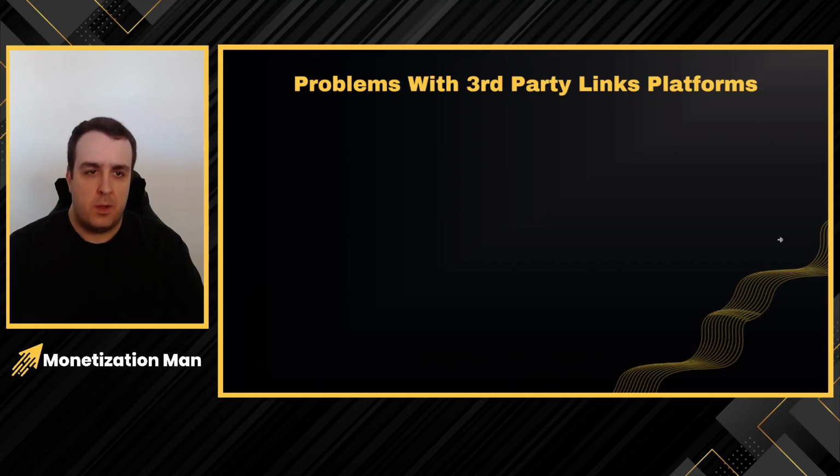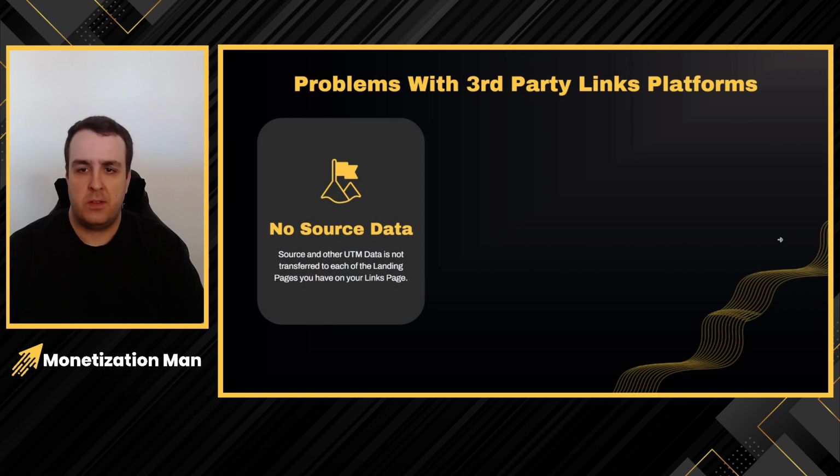So let's get right into it by talking about what the problems are with third-party links page platforms. Try saying that 10 times fast, first off. Anyway, the main problem is you get no source data. Source and other UTM data is not transferred to each of the landing pages you have on your links page, which causes inaccurate tracking, pretty much non-existent tracking actually. So this is the biggest problem and really the thing that's most overlooked because people don't even know what UTMs are, which I will explain in this video in a little bit, but they're not that important right now as we talk about the problems.